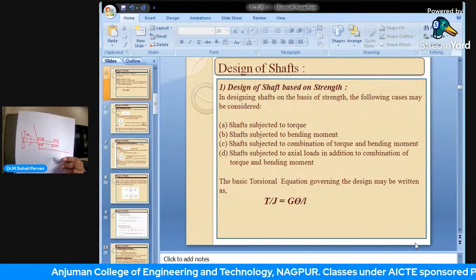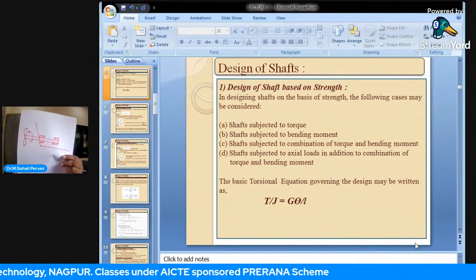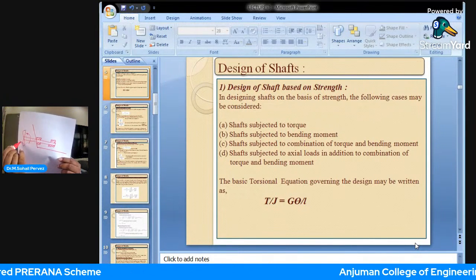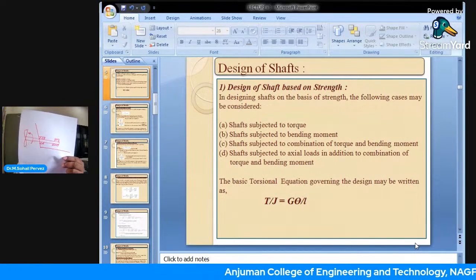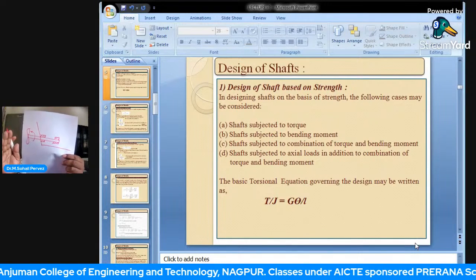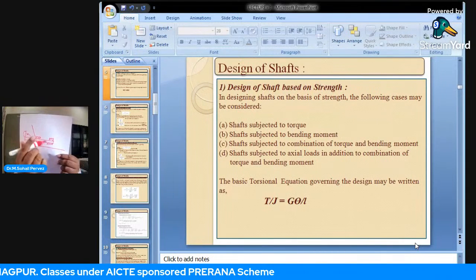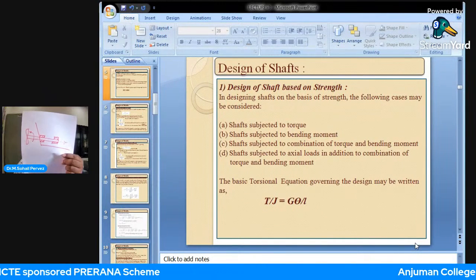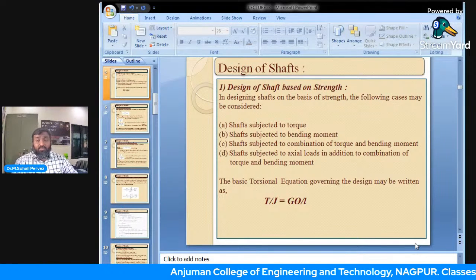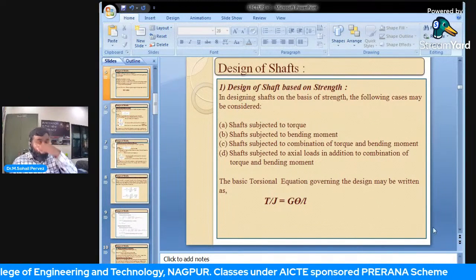And the third thing, which is again very important, please mind well, is the axial thrust on this blade, by virtue of the pressure of water, which will try to thrust or shift this blade and thereby the shaft from these bearings in this direction. So this is the fourth case, that is, shaft subjected to axial load along with twisting and bending.